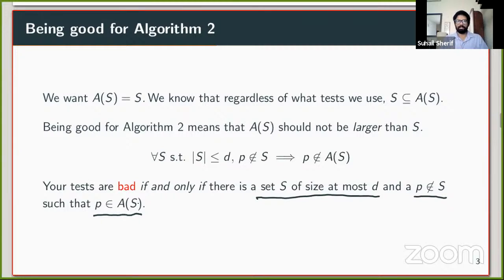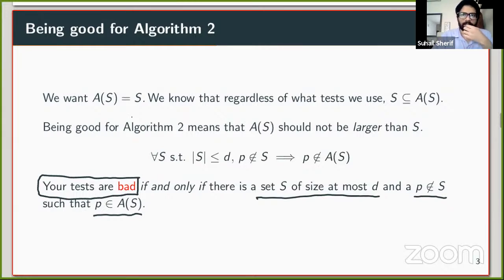So the English here is, we're doing a hypothetical. We're saying there is some set of size at most D. If those people were infected and there was another person who was not infected, such that that person was being marked as infected, that is the only case when we will conclude that our tests are bad.